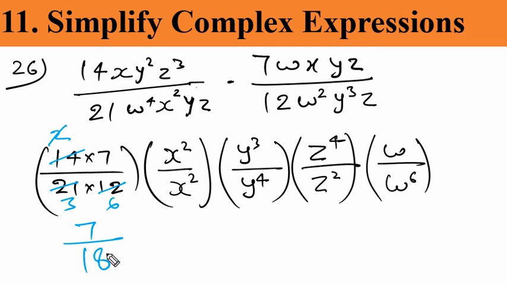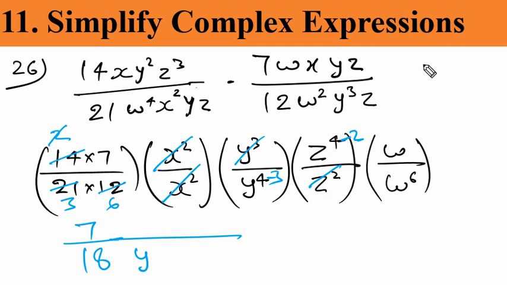Can I simplify this further? No, I don't think so. X power 2 will be cancelled. This is 4 minus 3, which will give you 1. So y power only 1. Now that is 4 minus 2, I will remove it from here.